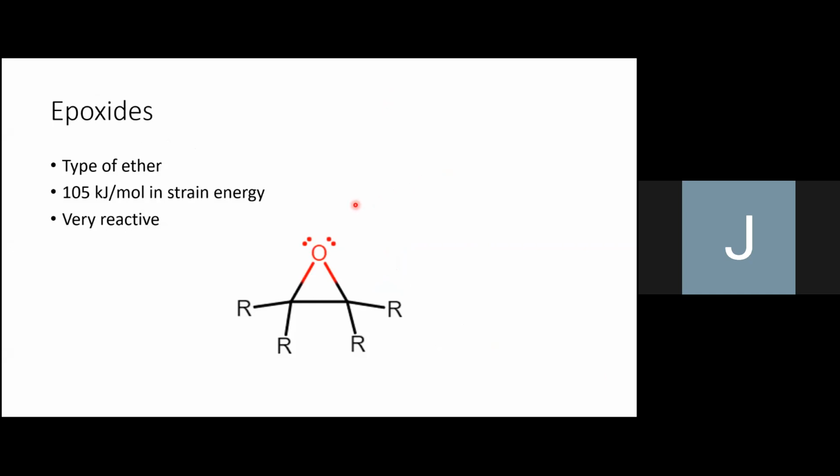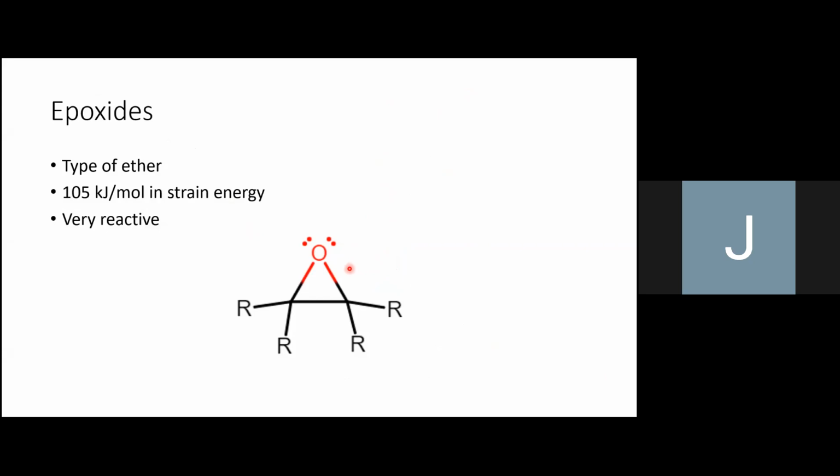So the first one, I'm going to talk about epoxides. This is a type of ether, and if you remember, that's an oxygen connected to two acyl groups. And so these have a strain energy of 105 kilojoules per mole. I know that number doesn't mean anything to you guys right now, but all you need to know is that this is going to be a very, very reactive molecule.